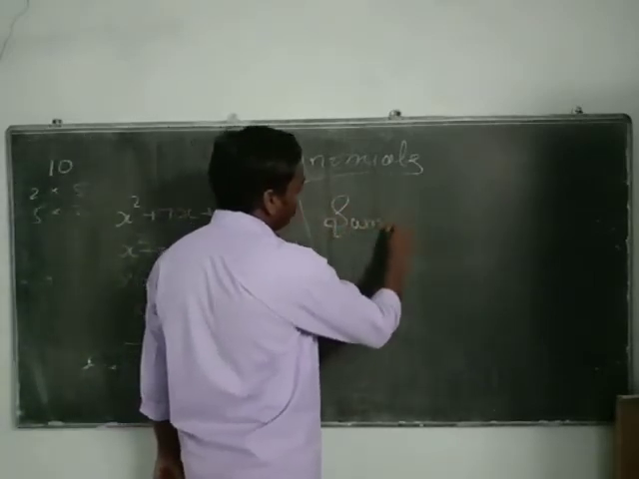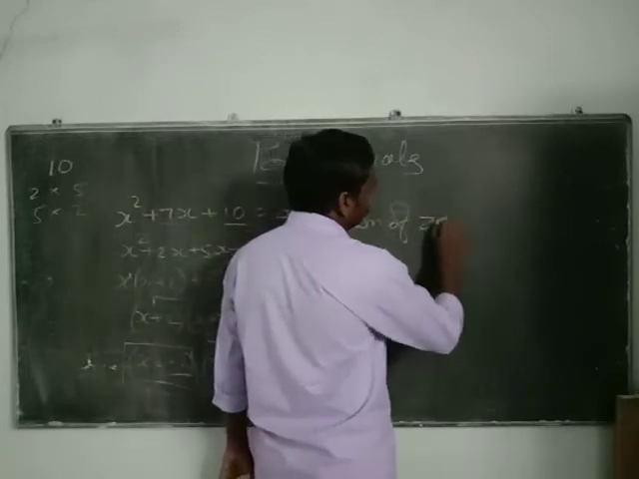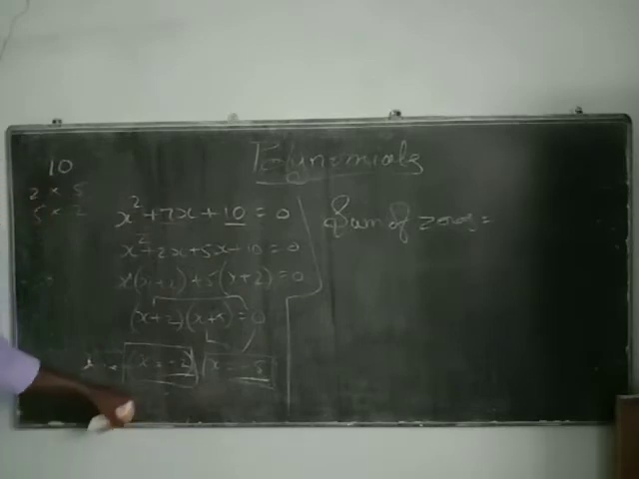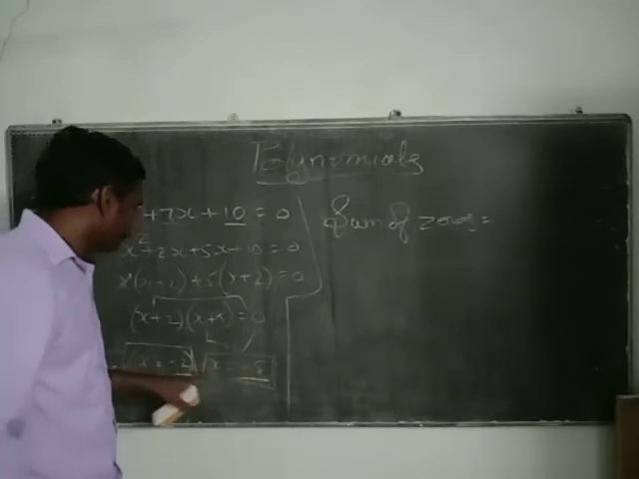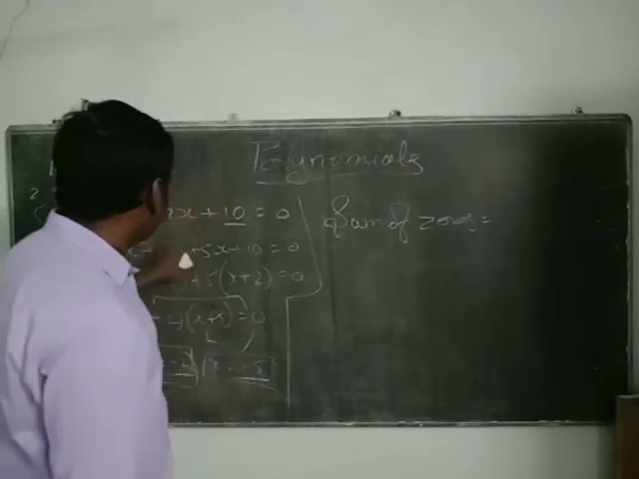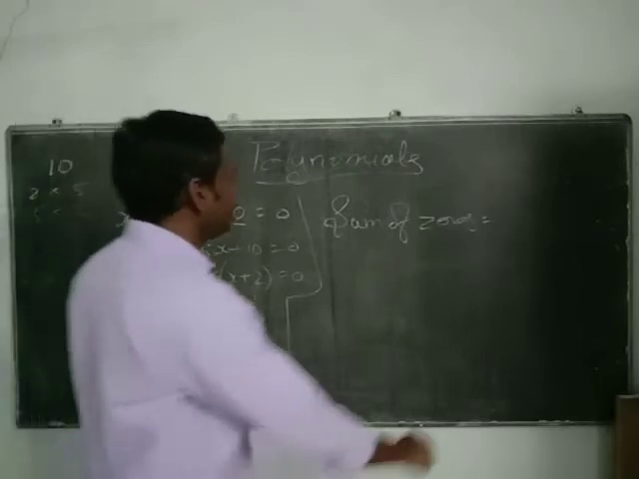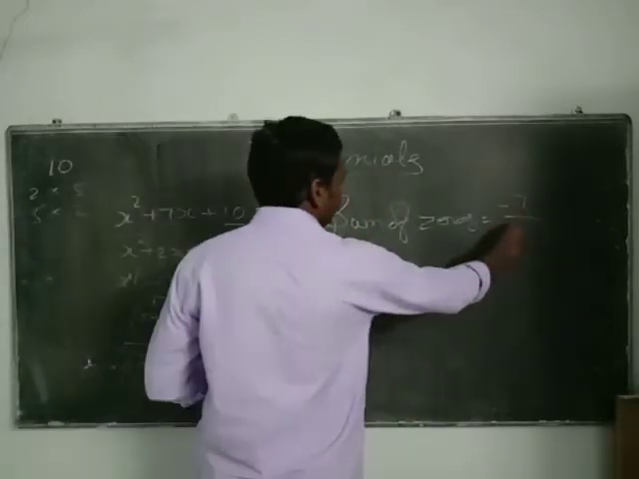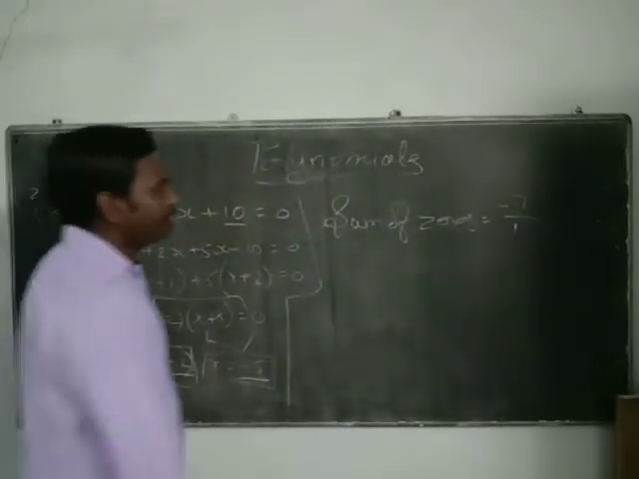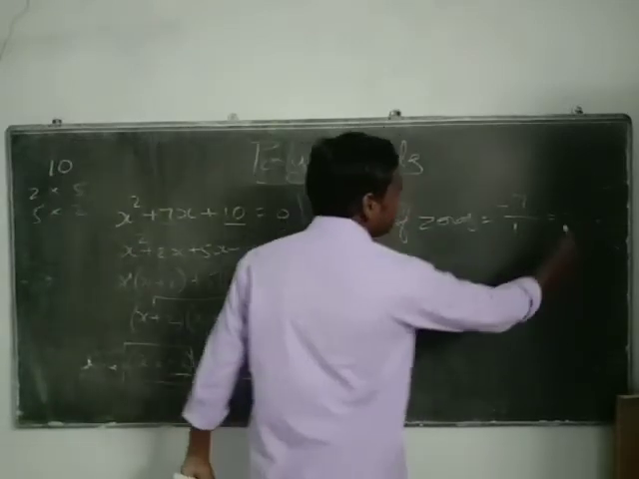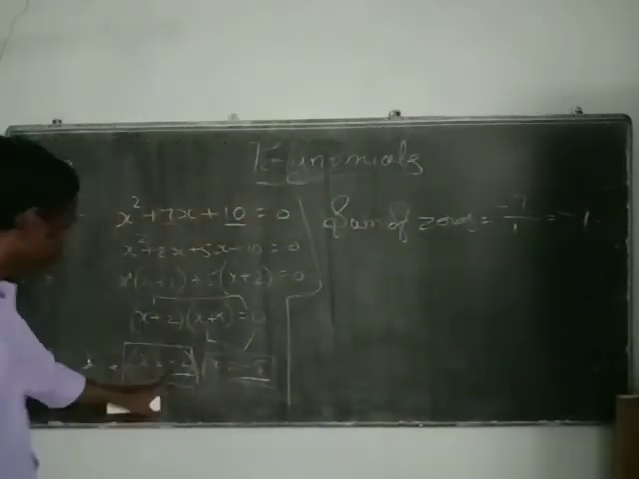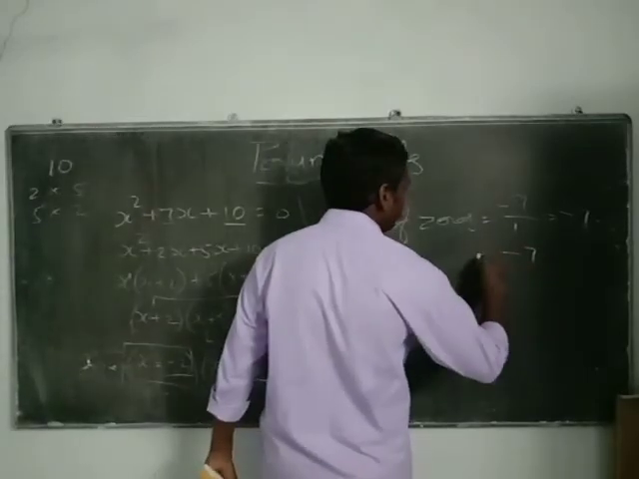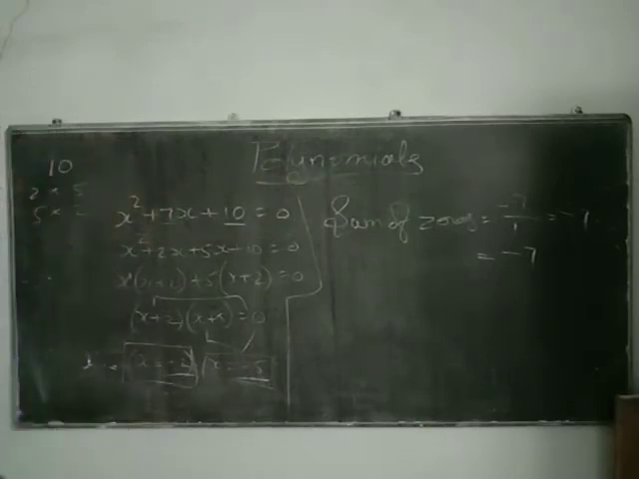So sum of zeros is equal to, how much is that? Sum of zeros is minus b by a actually. So minus b is minus 7 divided by 1, right? Minus 7 divided by 1 is nothing but minus 7. Now here minus 2 plus minus 5, that is nothing but again minus 7. So this can be verified from this equation.